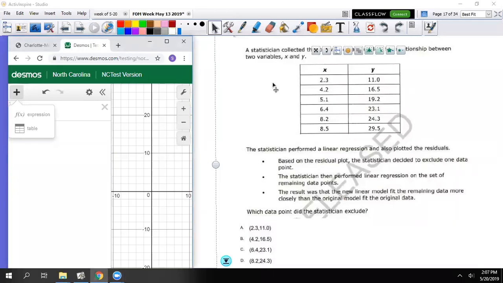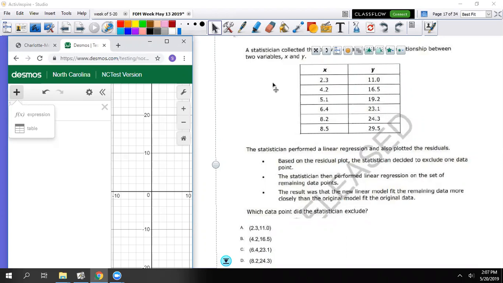Okay, so this will serve as your Day 2 EOC tracker. It is also going to serve as your EOC question corrections for numbers 1, 16, 22, 25, and 31. We're going to be looking at how we create linear equations, predict values, and analyze residuals.